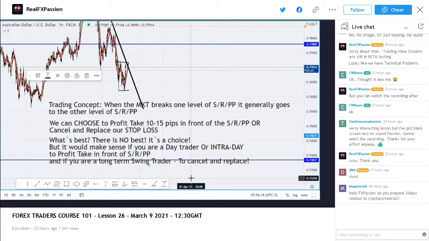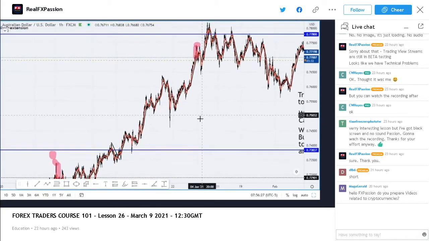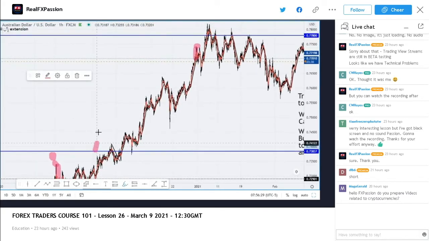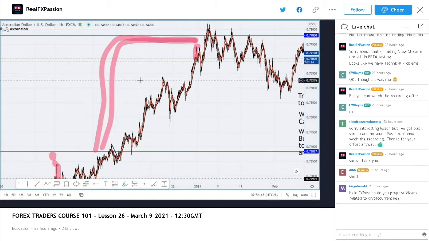So it depends on what chart you are trading. If we are trading on the 15-minute chart, maybe it would make sense to profit take up in here. Or if I'm trading on the 30-minute chart, it would make more sense to take profit up in here. There is no right or wrong. Time Freezer, I think I could be a swing trader. Great.